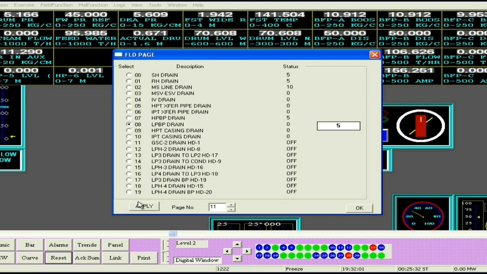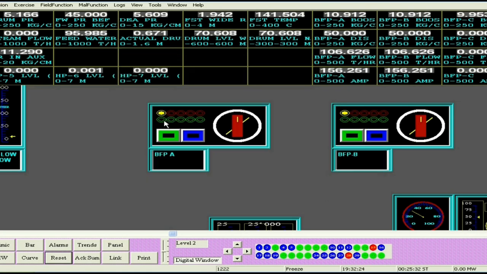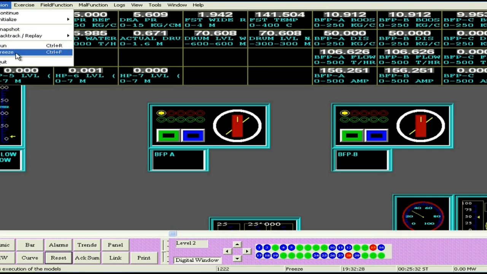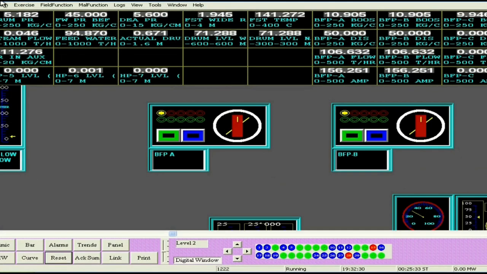The casing, we are opening the casing drains now, HPT casing drains. Now we have opened the IPT casing drains also to 5%. So now we have opened the drains. Now we are watching the level also here. The levels are around 70 mm, within our scope. And we will check also that the level is being maintained.